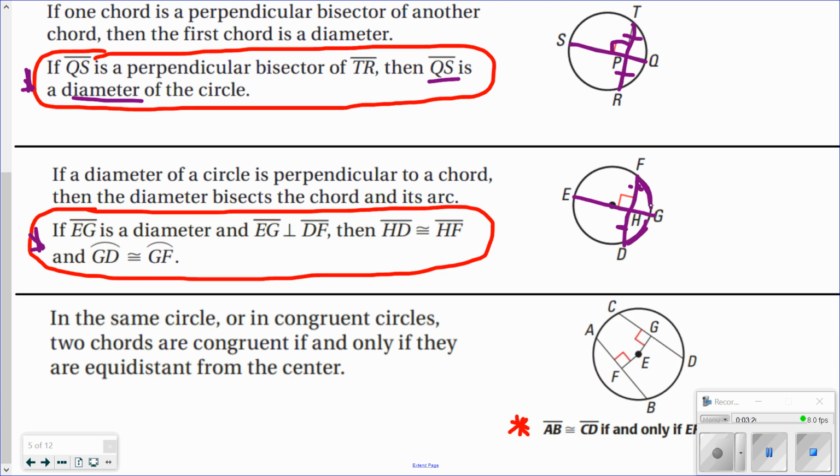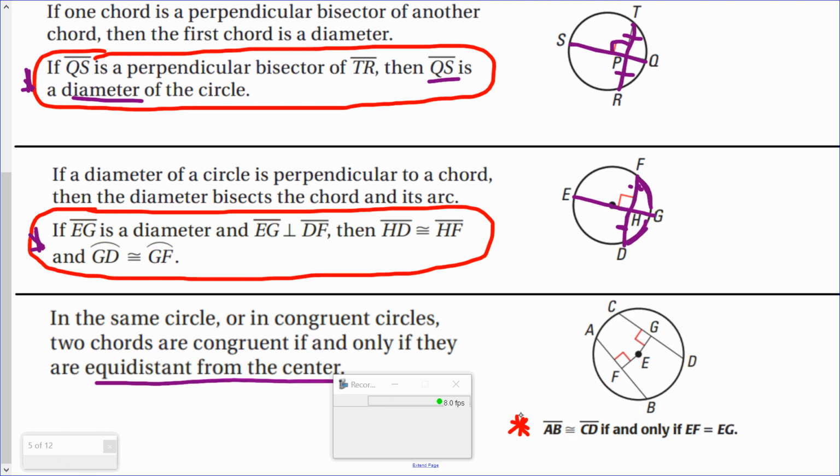In the same circle, or in congruent circles, two chords are congruent if and only if they are equidistant from the center. Equidistant just means the same distance. So what's important here is what I have starred. If AB, this entire chord, and CD, this entire chord, are congruent, then we know that EF and EG are the same distance away from the center, or that they're congruent.